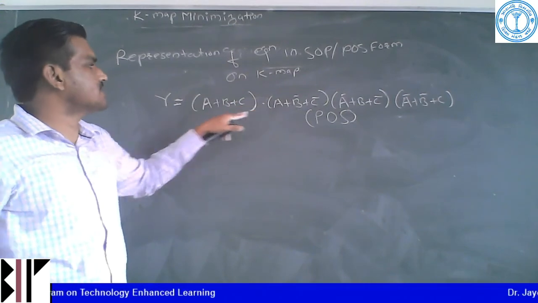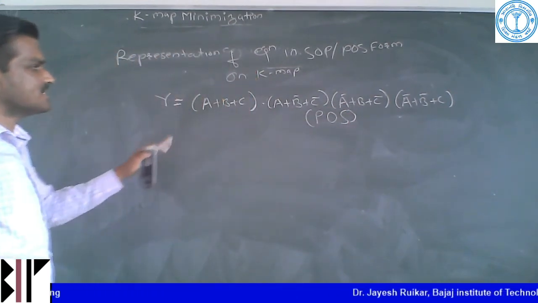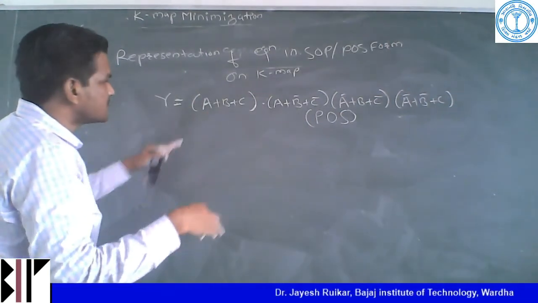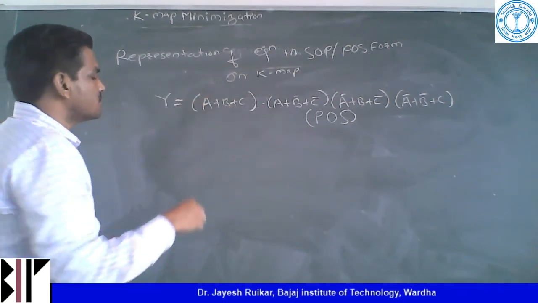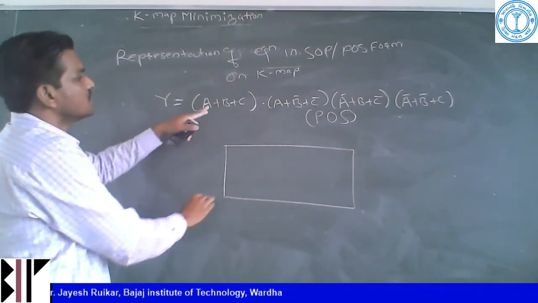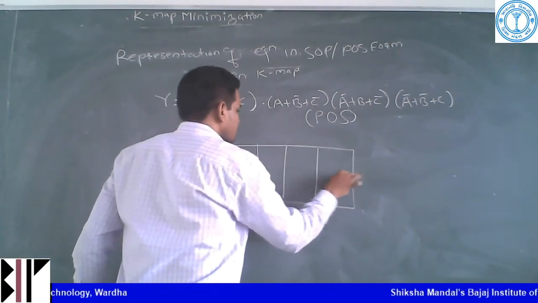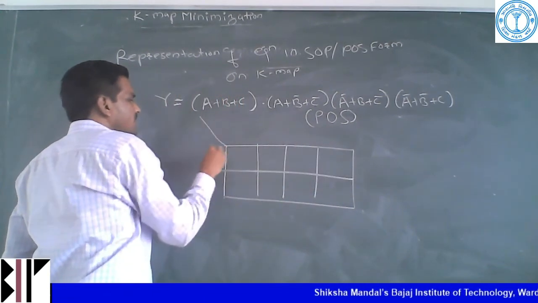These are the max terms. This is max term 1, max term 2, max term 3, and max term 4. So 4 max terms have been given. So what are those 4 max terms? And then we have to represent it in terms of KMap. So I will again draw a KMap, as you can see, 3 variables are there. So 3 variable KMap requires 8 cells.